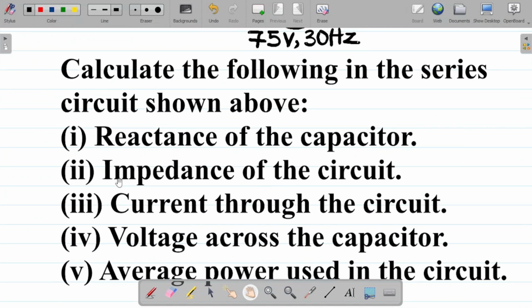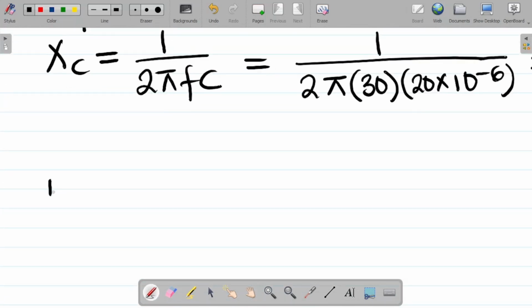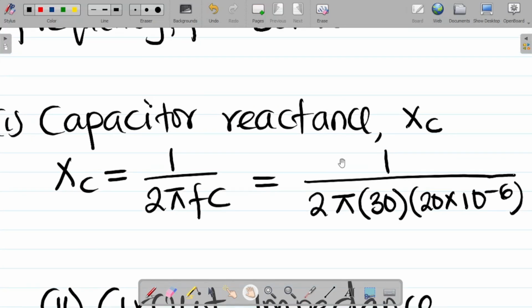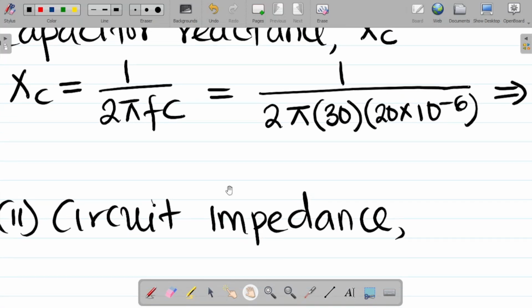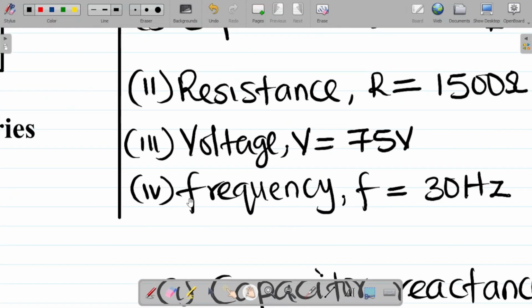The second thing we're asked to find is the impedance of the circuit. So II, let's get the circuit impedance. Now the concept of circuit impedance is almost the same thing as the reactance. What's the difference? Reactance is the opposition to the flow of current in a single element, which in this case is a capacitor. While impedance is the same concept, the opposition to the flow of current, but this time in the entire circuit, including all the elements.